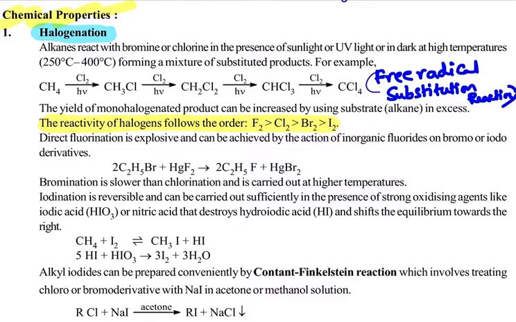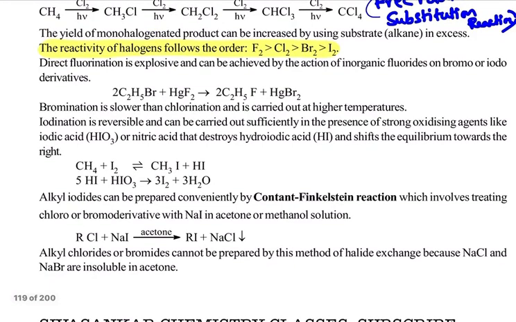Bromine also reacts like this. Between chlorine and bromine, Cl2 is more reactive than bromine. Next, see what is given here: direct fluorination is explosive, so an indirect method is followed, using inorganic fluorides on bromo or iodo derivatives. This reaction is an example of the halogen exchange reaction, the Swarts reaction. Second year students preparing for long term and NEET exams, prepare the haloalkanes and halogens lesson.